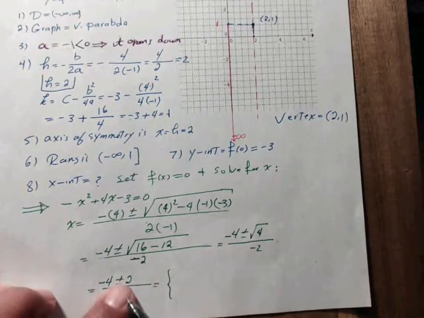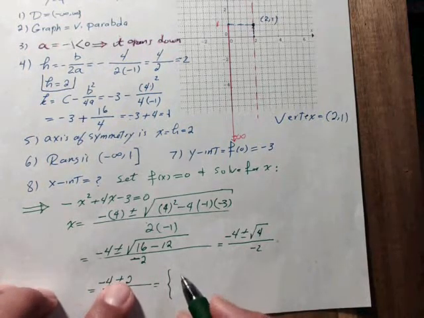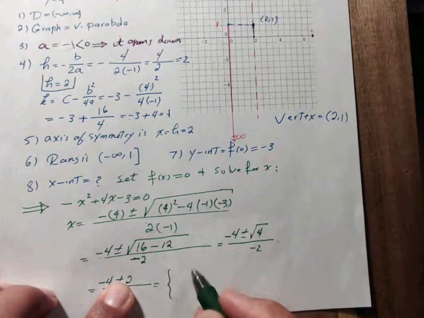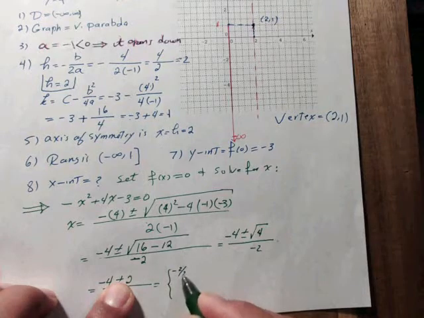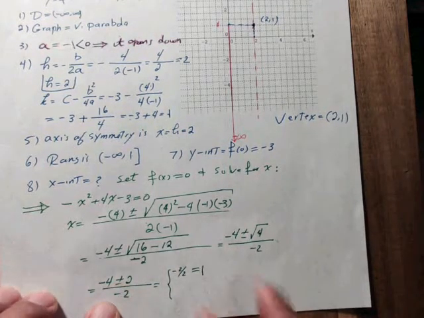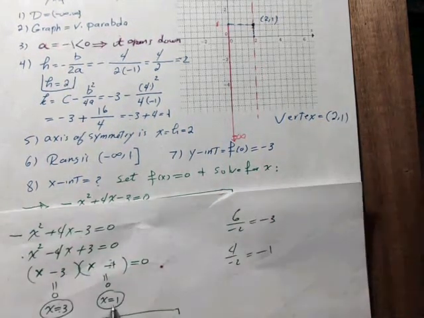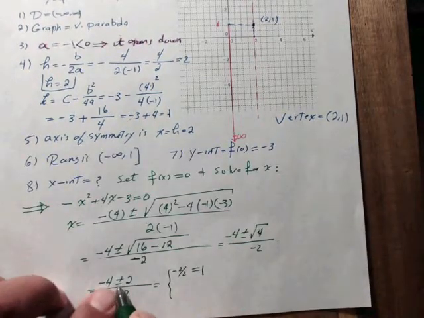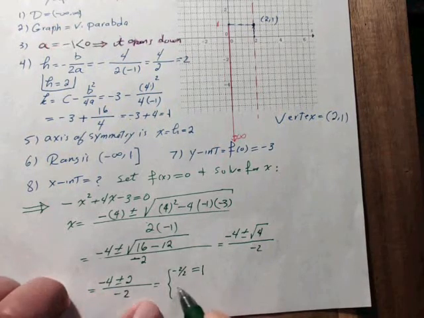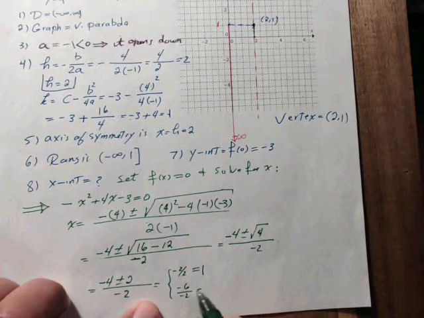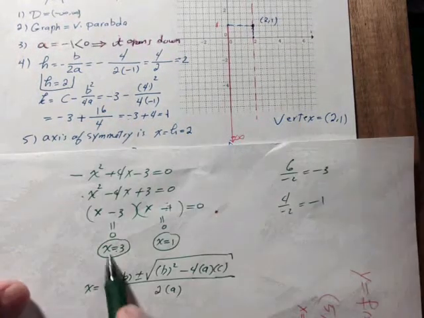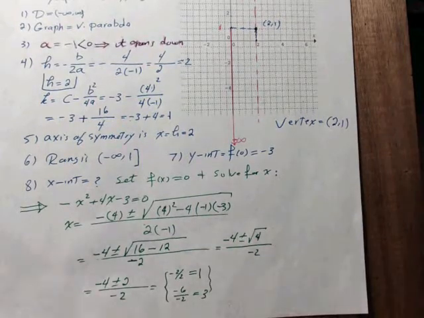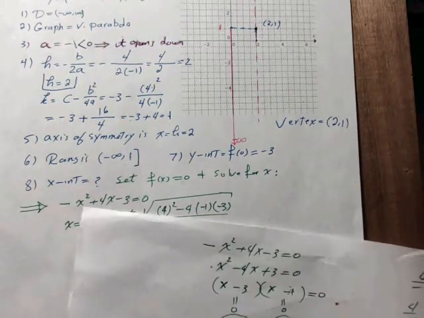Then I have to consider plus and minus separately. If I choose plus, negative 4 plus 2 is negative 2, and negative 2 over negative 2 gives me 1, like here. If you choose minus, negative 4 minus 2 is negative 6, and negative 6 over negative 2 gives you 3, just like here. So I got the same x-intercepts. You judge for yourself which technique is simpler and which you understand better.